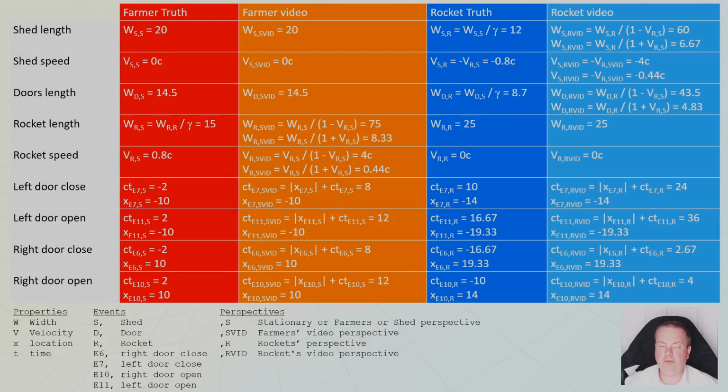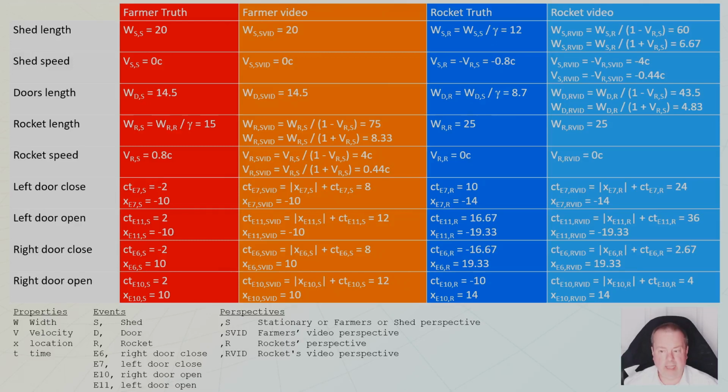Of course, the width of the shed will be 20 on the video and in the actual world. The shed will not be moving, second row, for the farmer in the video and in reality. The doors will have a length of 14.5 meters. I picked those arbitrarily. I just wanted to have 14.5 meter doors. So that's what they are.